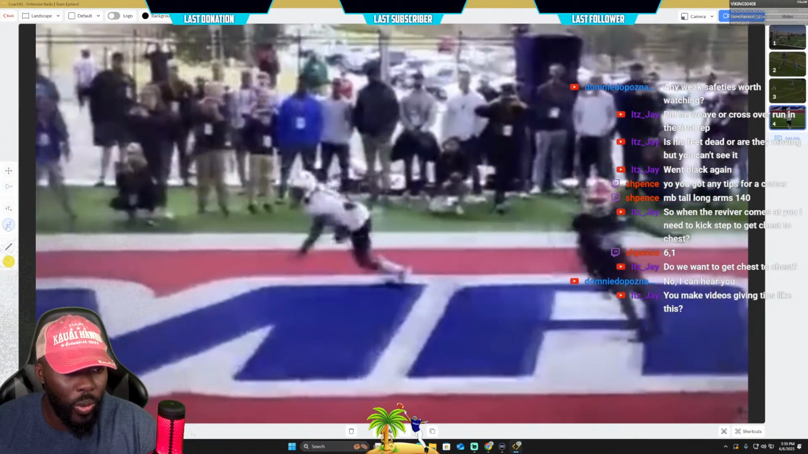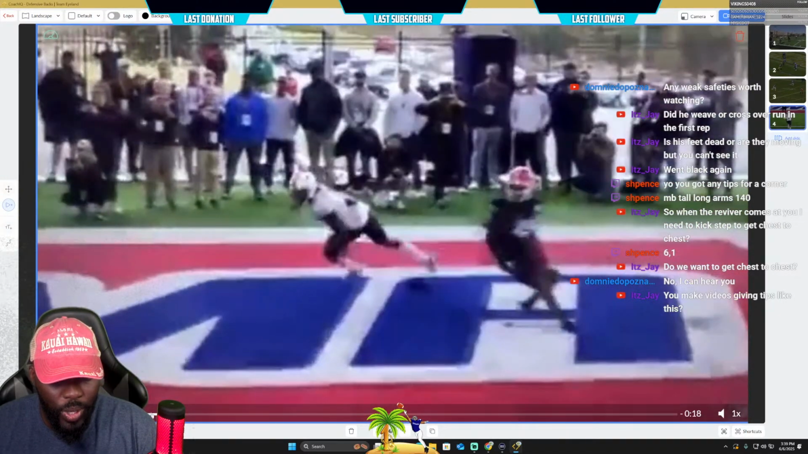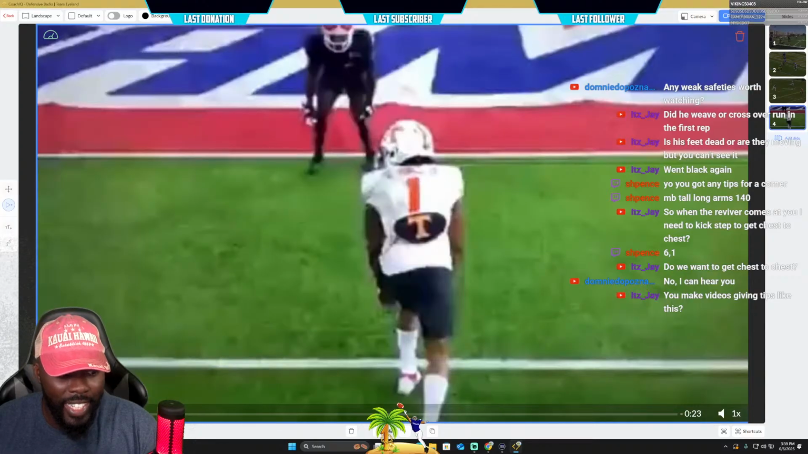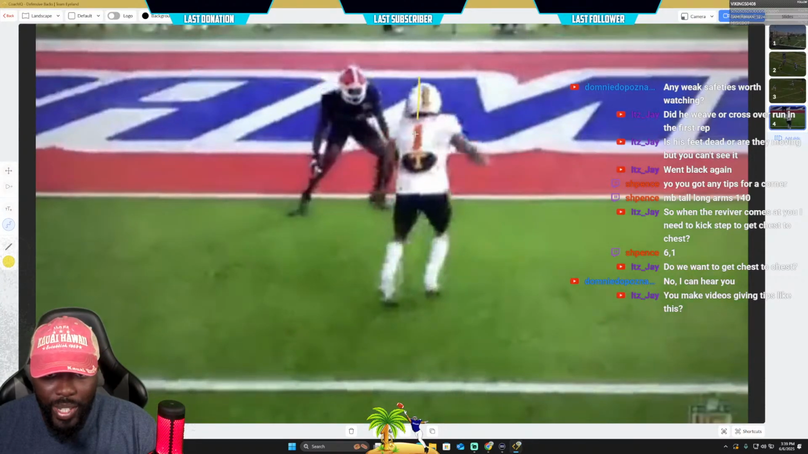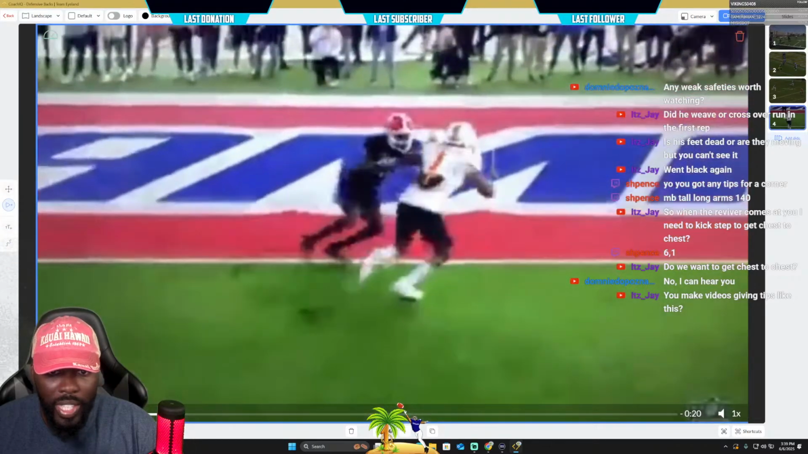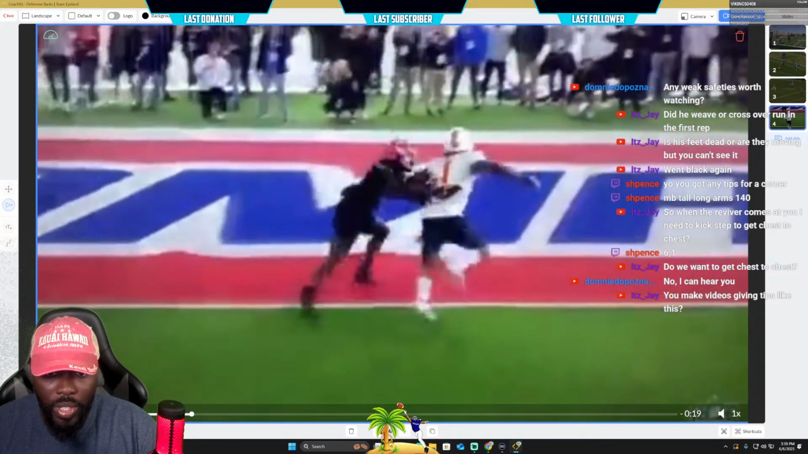Now, ideally, this started off real good. Patient. Stay square. He's moving with his leverage, right? He still has inside leverage. He didn't lose his leverage. Got hands on him. Boom.